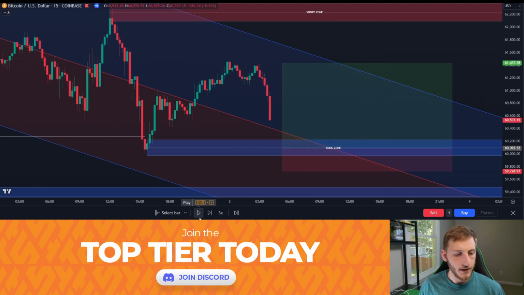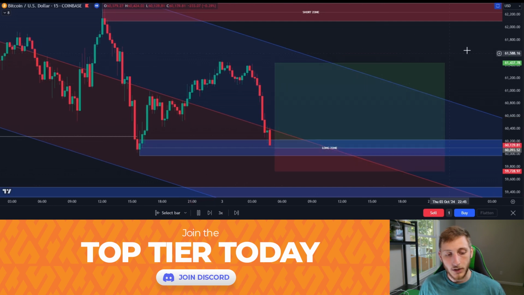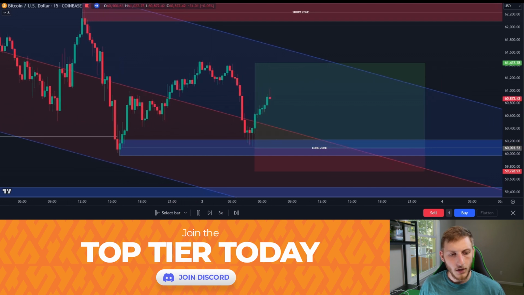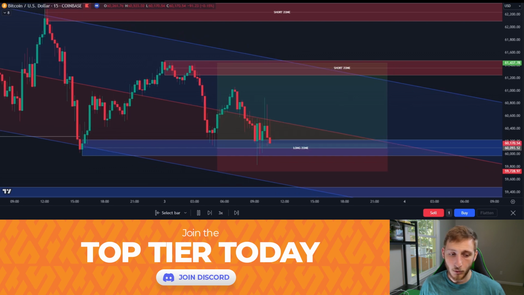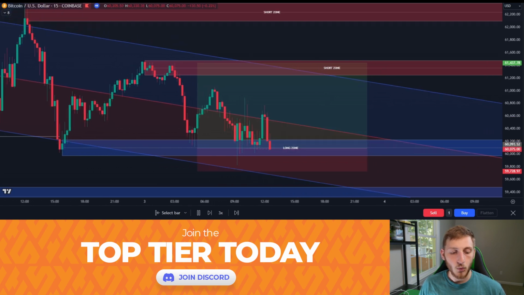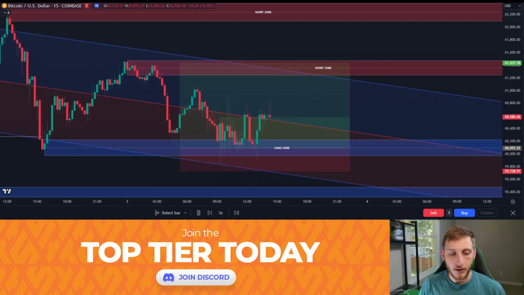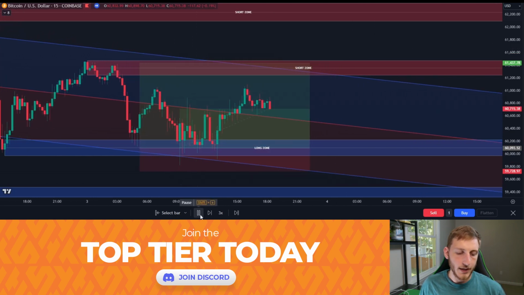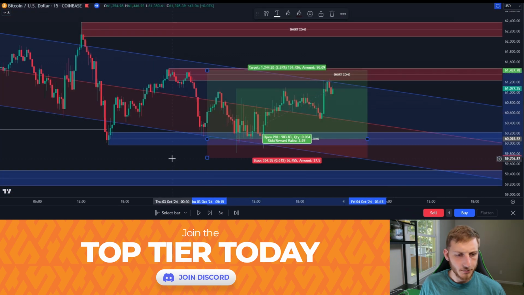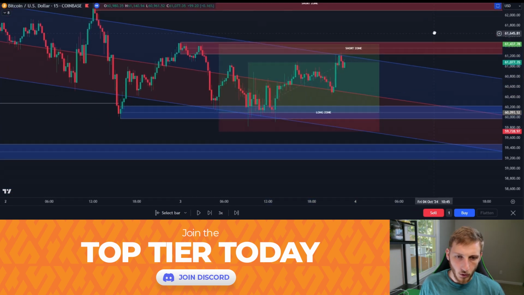So just by replaying this previous price action, we can see that price comes down to the long zone. We get a little bit of choppiness. We get a nice pump initially. We get a little bit more choppiness, but ultimately we see price doing very well at the long zone. We are coming up. We get right back up to that short zone here in just a second. And let's just pause here and do a little recap of what we saw.